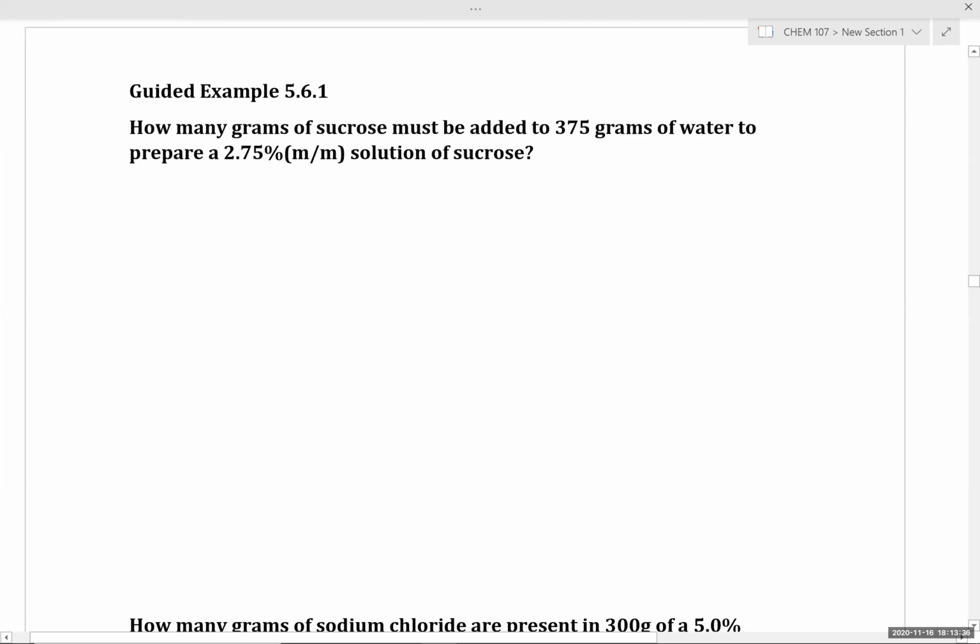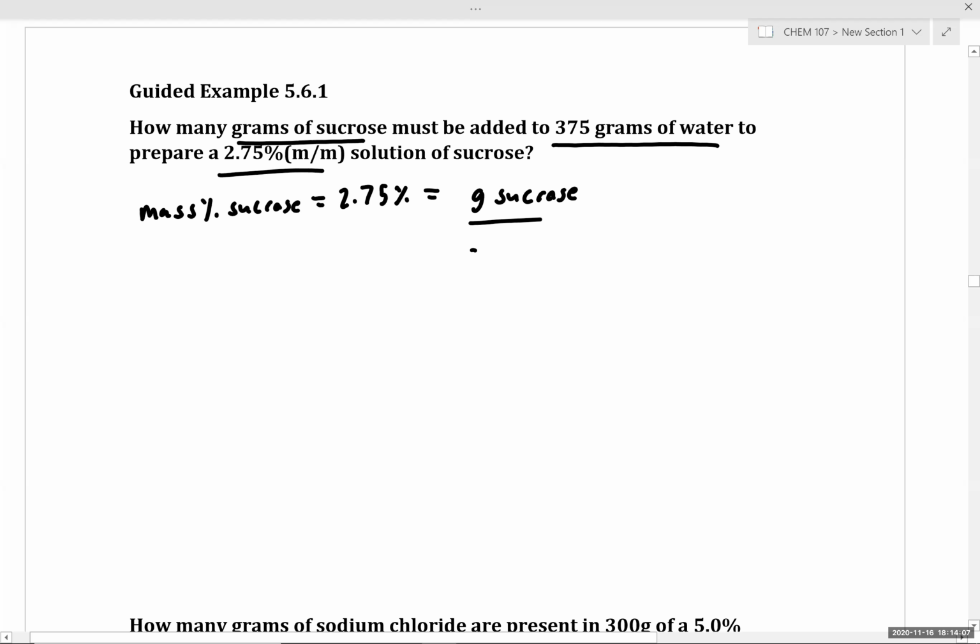And let's look at another example where we're asked how many grams of sucrose must be added to 375 grams of water to prepare a 2.75% mass over mass solution. So the first thing that we have to do is write out our equation. The mass percentage of sucrose, which we're given in the problem as 2.75%, is equal to the grams of sucrose over the grams of sucrose plus the grams of water, times 100%. That's what we know.